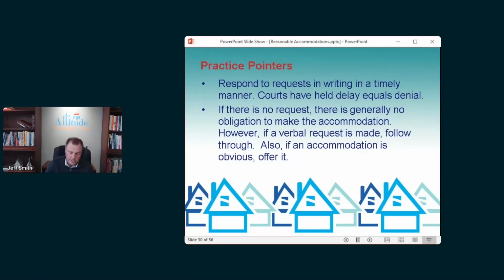Courts have not allowed associations to hide behind technicalities. So if an oral request is made, respond, even if the response is simply to ask them to place the request in writing and then act upon that, obviously. And there's no magic words in this. They don't have to say "I'm requesting an accommodation." They just need to let you know, "Look, I'm requesting this because I have mobility issues and this is why I need it." You don't need to use any specific words to trigger the Fair Housing Act.